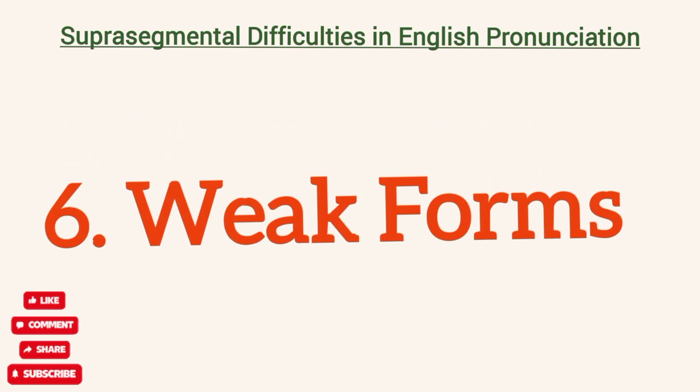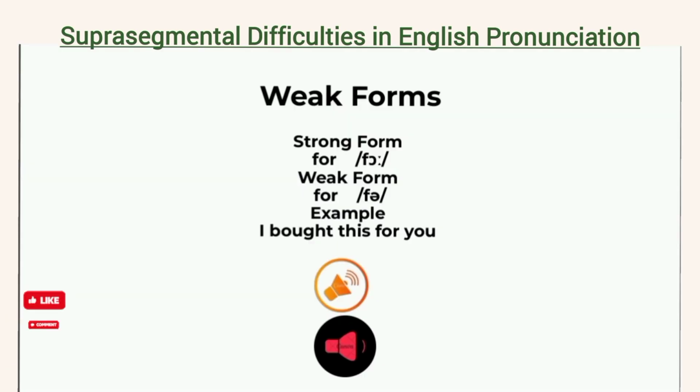6. Weak forms. In English, many grammatical words have both strong forms and weak forms. In natural speech, the weak form is usually used. For example, the word for has a strong pronunciation for, but in normal speech it is often pronounced as f. In the sentence, I bought this for you, the weak form is usually used.